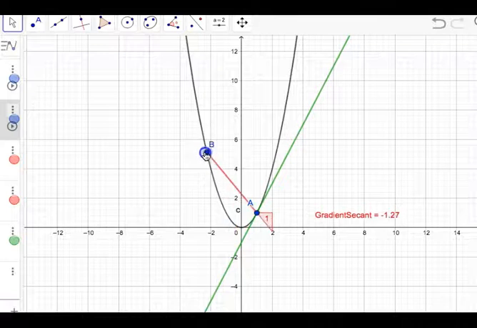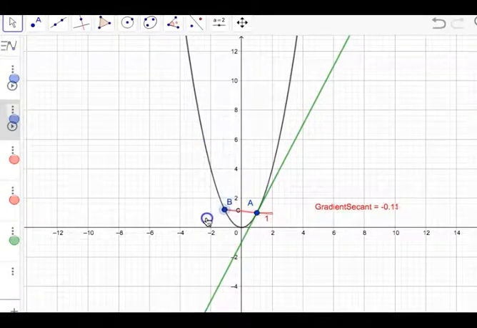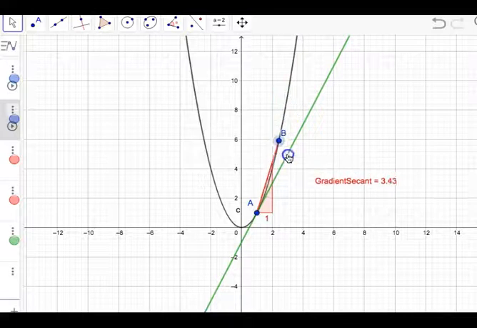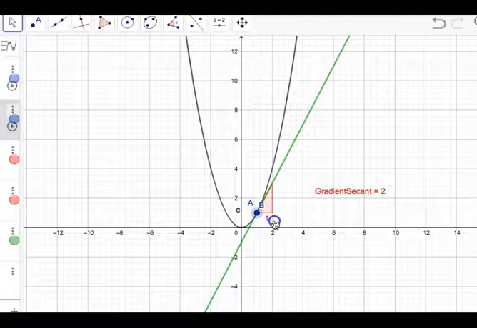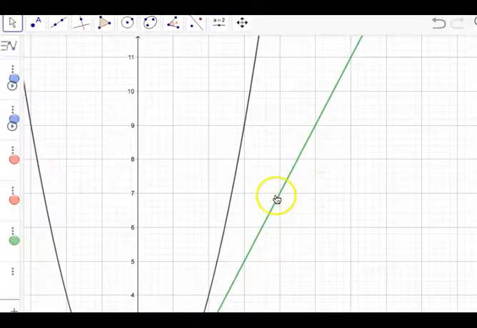Look, if I move that around there, isn't that a negative gradient? Can you see? Look here, that's a 0 gradient, right? And as I move this around, I've got a positive gradient. So if I move B directly above A, then the gradient of my secant is 2. Now, I'm going to zoom in on this line and look at the gradient of the line. That's a nice point there, and so's that, right?